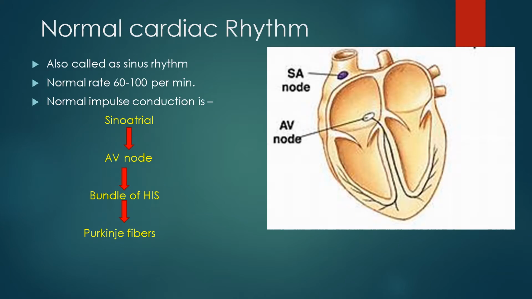Now, normal cardiac rhythm is also known as sinus rhythm, and we call it normal rhythm only when it fulfills certain criteria. That is, the rate should fall between 60 to 100 beats per minute and it should follow a certain pathway. That is, the impulse conduction should start at the SA node, then travel to the AV node, and through the bundle of His, it should then travel to the Purkinje fibers. When the impulse is traveling through this pathway, it is called normal rhythm. Any deviation from this pathway is called arrhythmia.